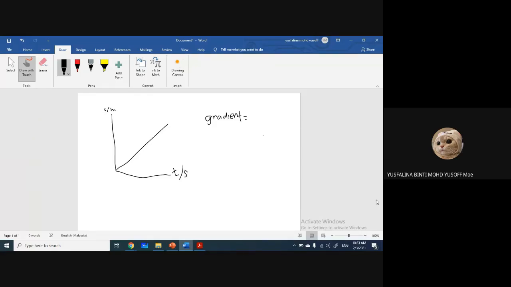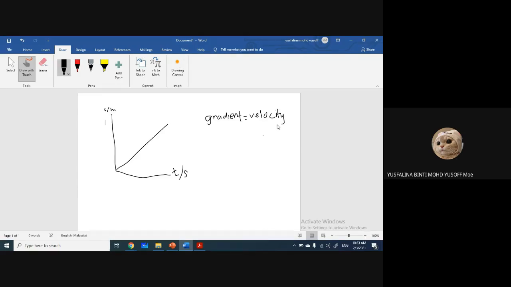Okay, so last week we already learned about the graph of displacement against time. You already know there are many types of graph for displacement, and that the gradient of the displacement against time graph is equal to the velocity. So how do you find the gradient?